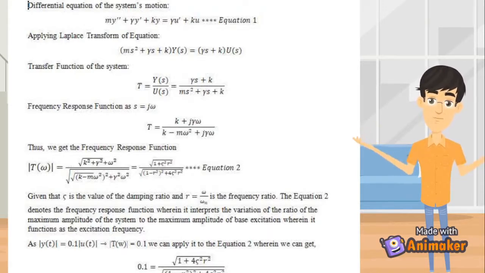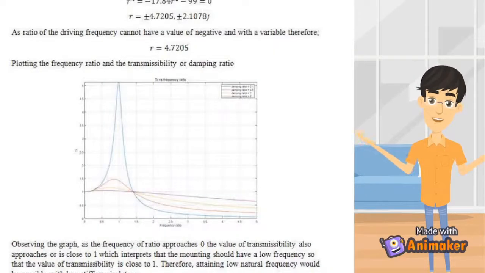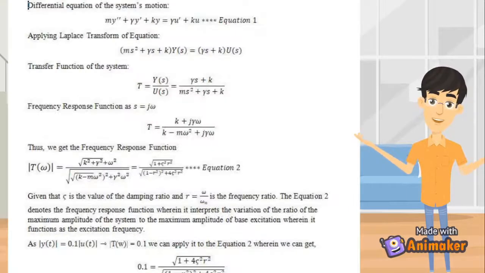As the absolute value of y of t is equal to 0.1 times the absolute value of u of t, we get the absolute value of T of omega is equal to 0.1. We can apply it to equation 2, wherein we get 0.1 is equal to the square root of 1 plus 4 sigma squared r squared over the square root of (1 minus r squared) squared plus 4 sigma squared r squared.